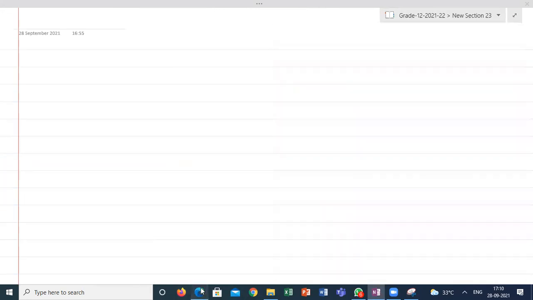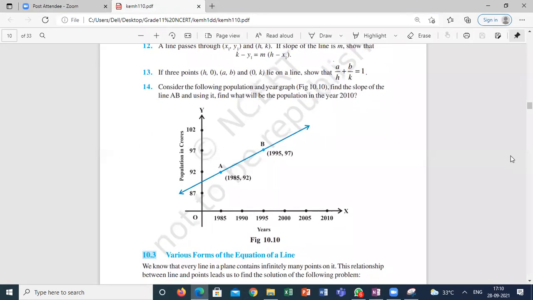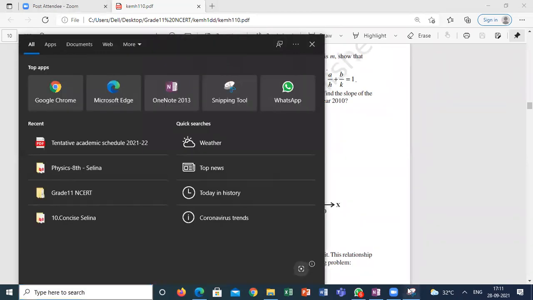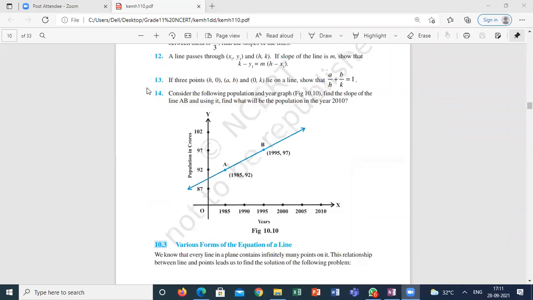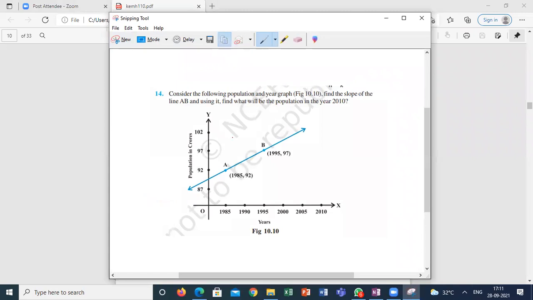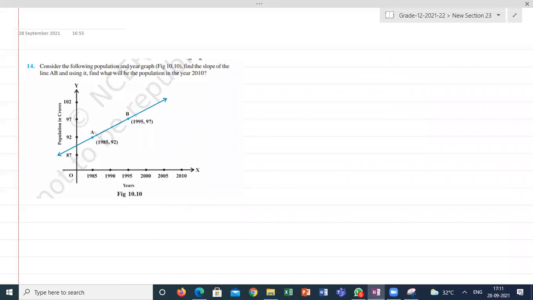The last question of this exercise. Consider the following population and year graph. Find the slope of the line AB using it. Find what will happen to the population in 2010. So here is the relation between year and population.